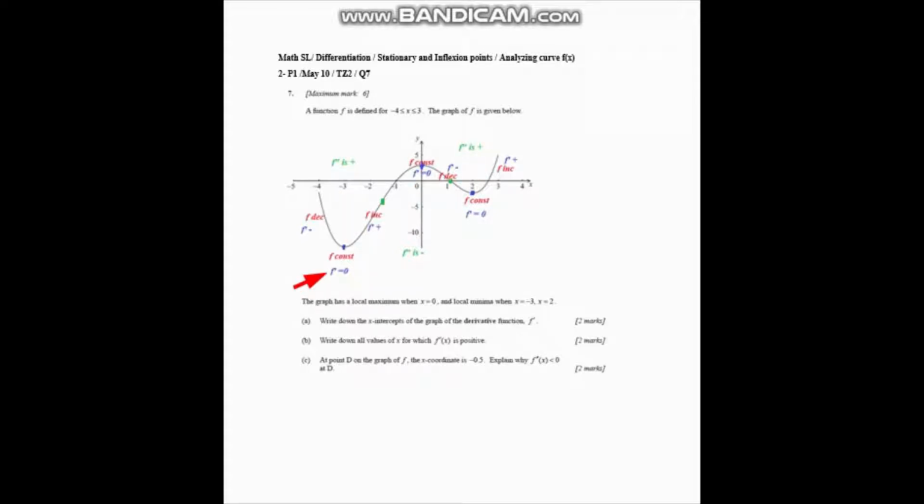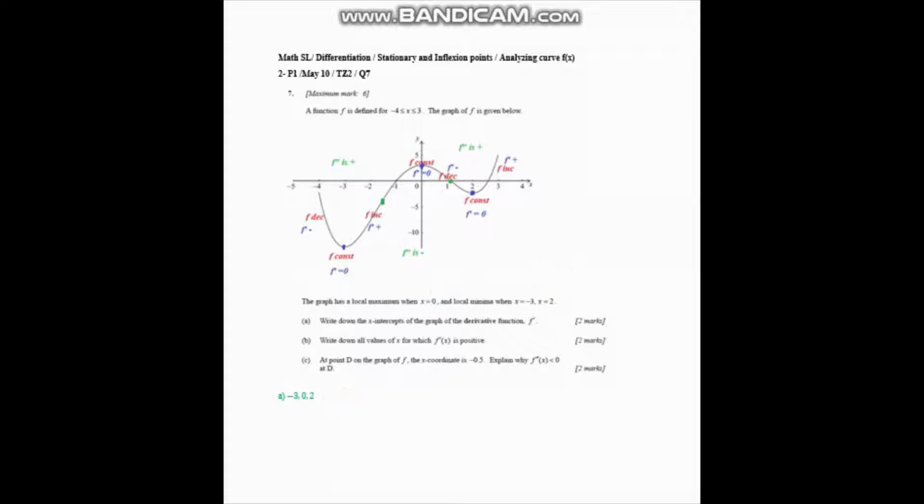Here, here, and here. So these are the three values of x for which f dash is 0. Hence, the solution to question A is negative 3, 0, and 2. These are the points where f dash is 0.